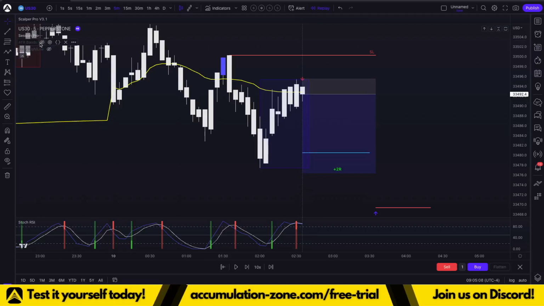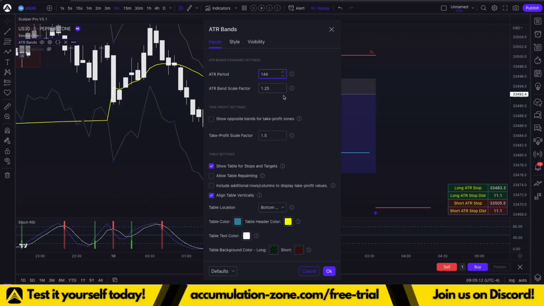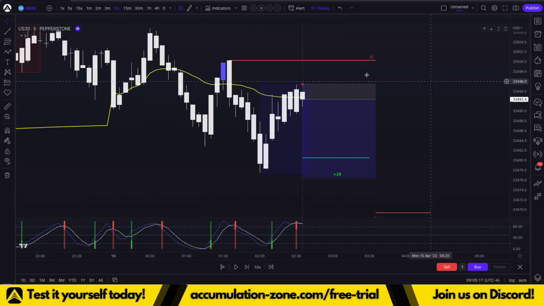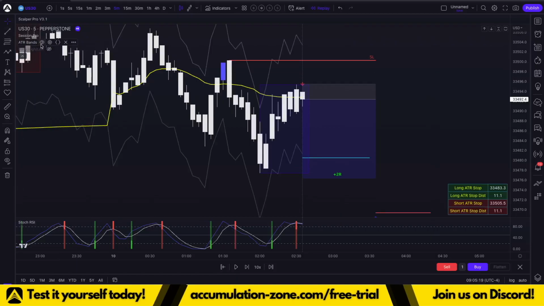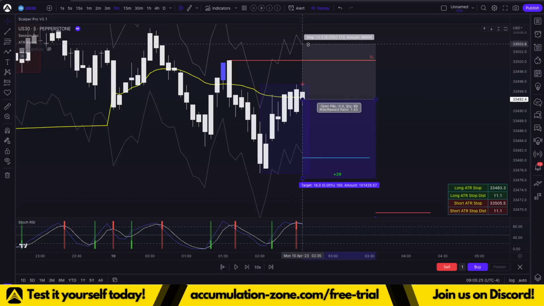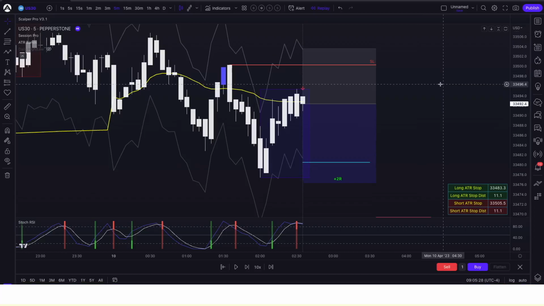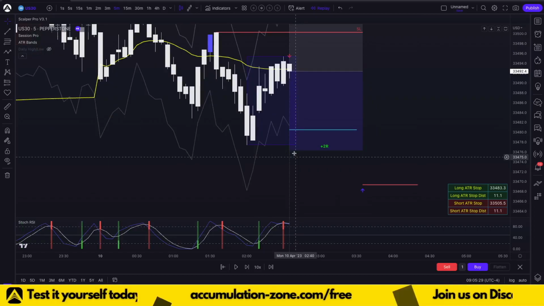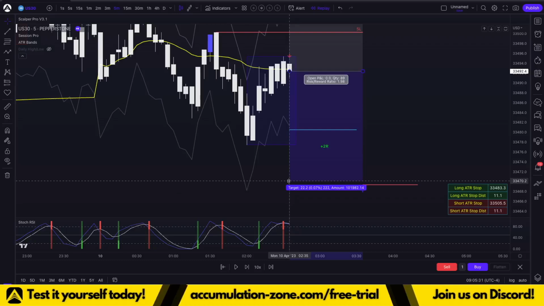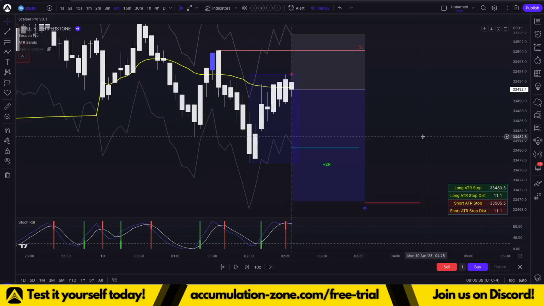So I also had a look at the ATR. Here are the settings for the ATR indicator, 144 and 1.25. And if we have a look at the ATR right here, I removed it again, we can see that the ATR would suggest a stop loss all the way up here. But I felt like this would be too big, because now I require price to drop all the way down to 33469 here on US30, which is a little bit too low for my liking.